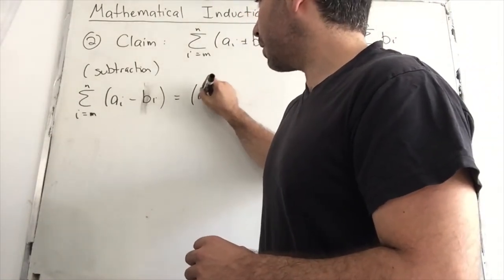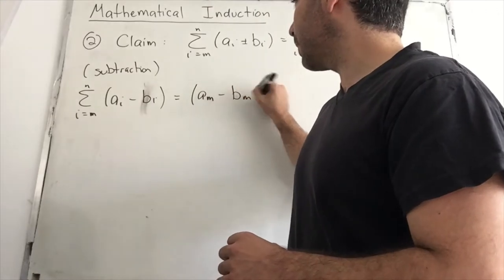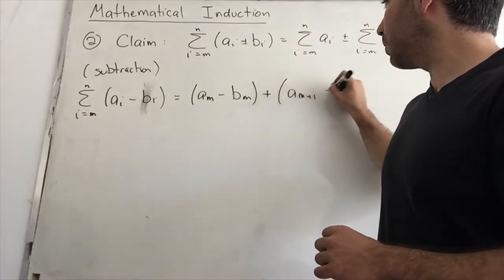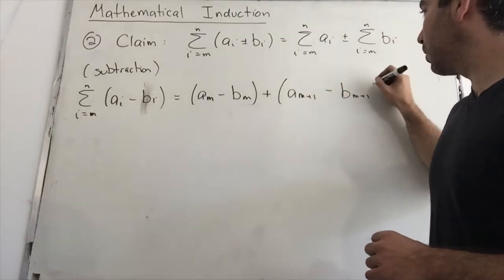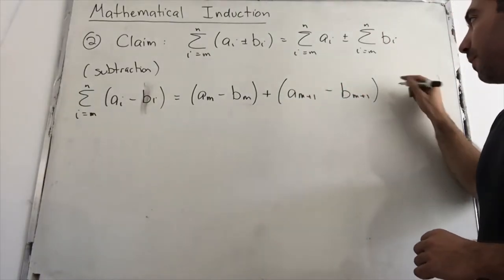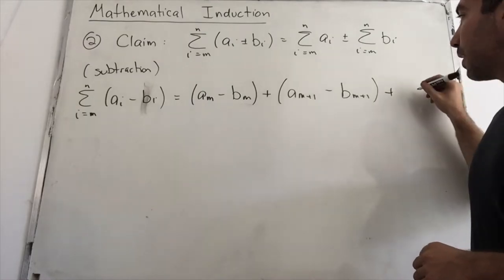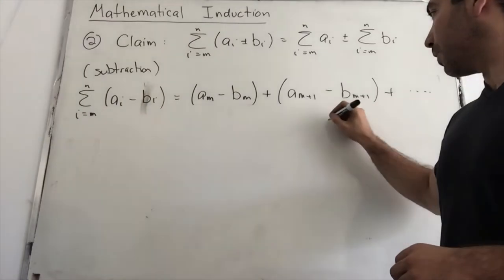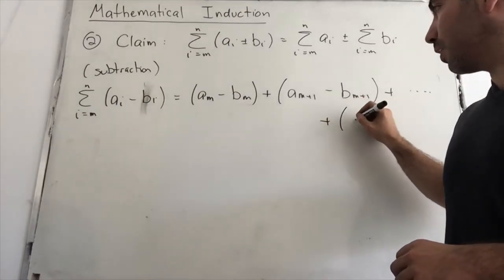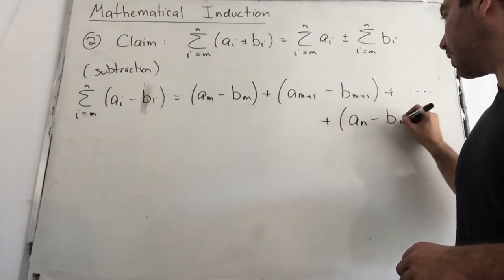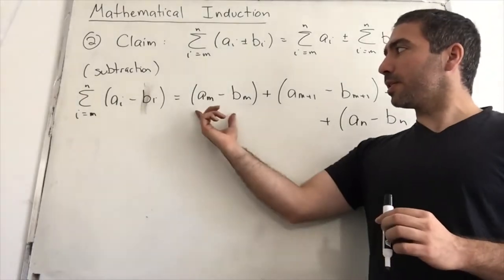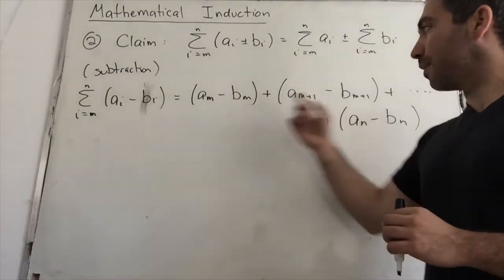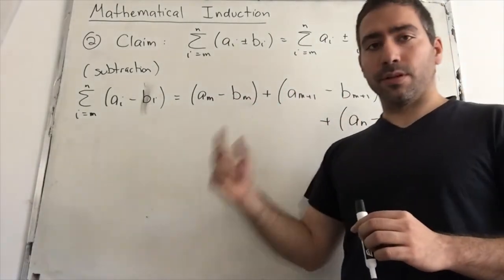So we have am minus bm plus am plus 1 minus bm plus 1 plus am plus 2 minus bm plus 2, so on and so forth, all the way to the last term. I'm just going to write it over here because we're running out of room. An minus bn. All you have to notice is that all the terms that have an a are positive and all the terms that have a b are negative. So we just split them up.